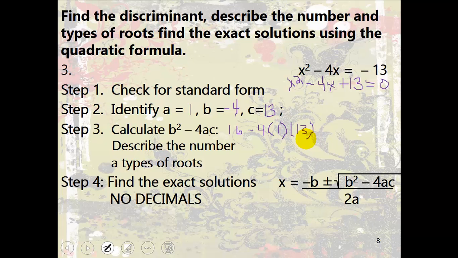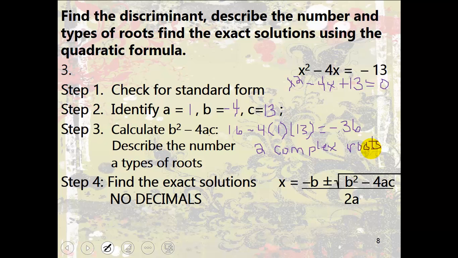and that gives me negative 36. This is less than 0, so I'm going to have 2 complex roots or solutions. So that means when I write my ordered pairs, or when I get my solutions, I'm not going to write them as x-intercepts, because they're not x-intercepts.